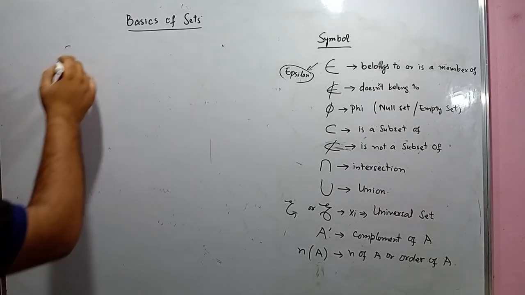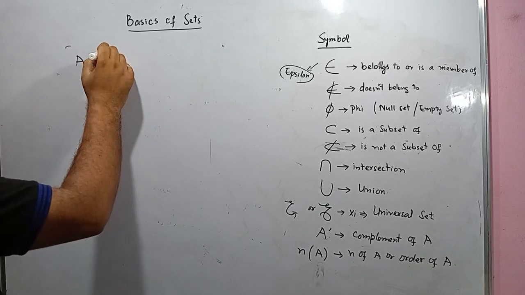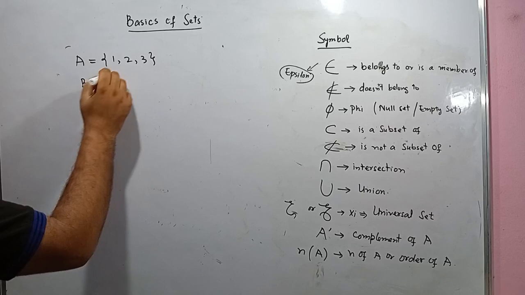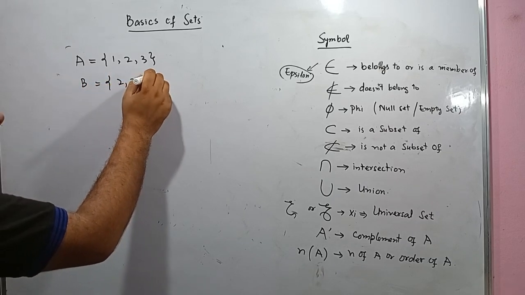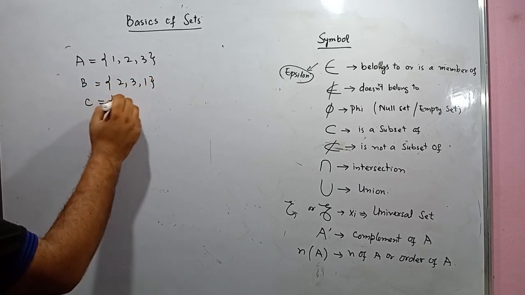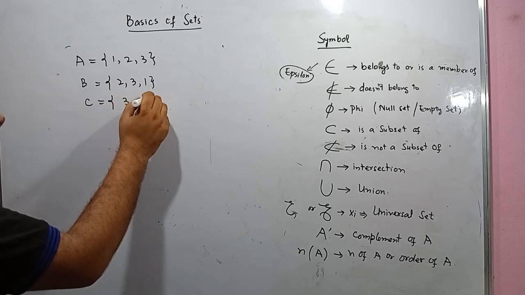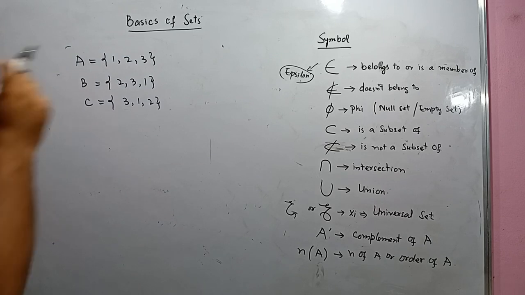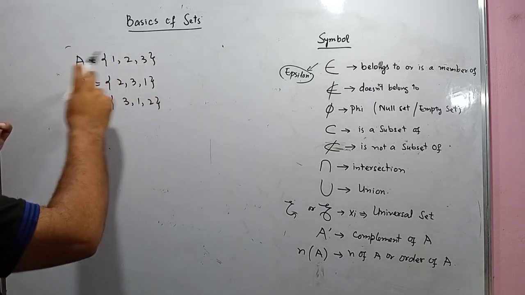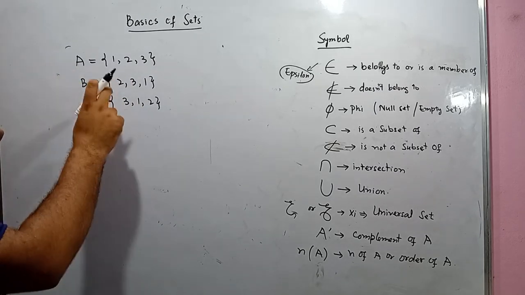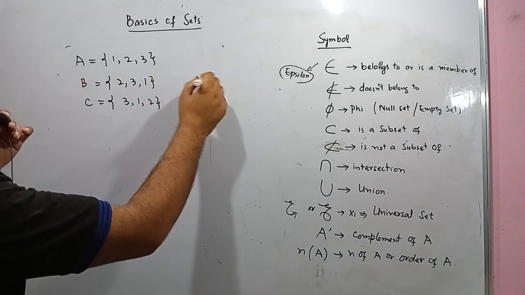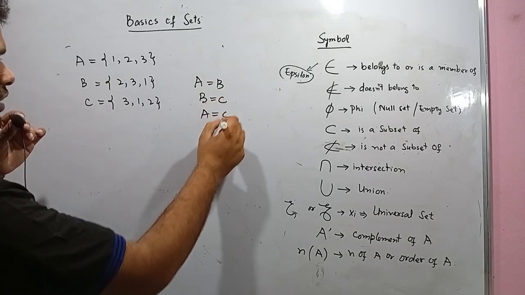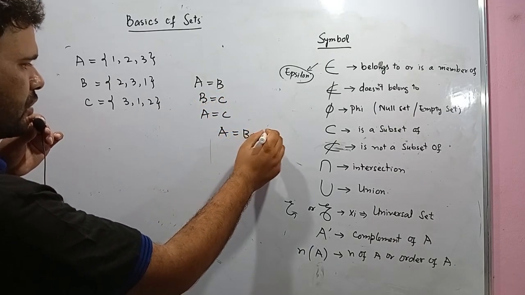Now, next I will give you an example. If in set A I have elements 1, 2, 3, in set B I have elements 2, 3, 1, in set C I have elements 3, 1, 2. You can see, irrespective of the order of the members of the set, every set has the same number of elements and the same elements. So I can write set A is equal to set B is equal to set C.